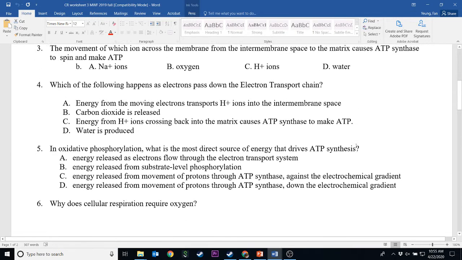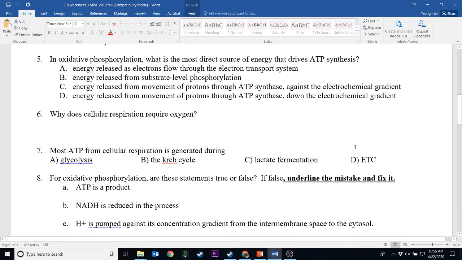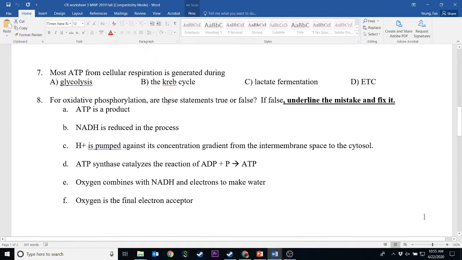So that is the one big thing. Now this question here, number 8, is the same as the other worksheet. If it's incorrect, you underline the word that is incorrect and fix it. If it's correct, you just write true. And that's all you have to do.